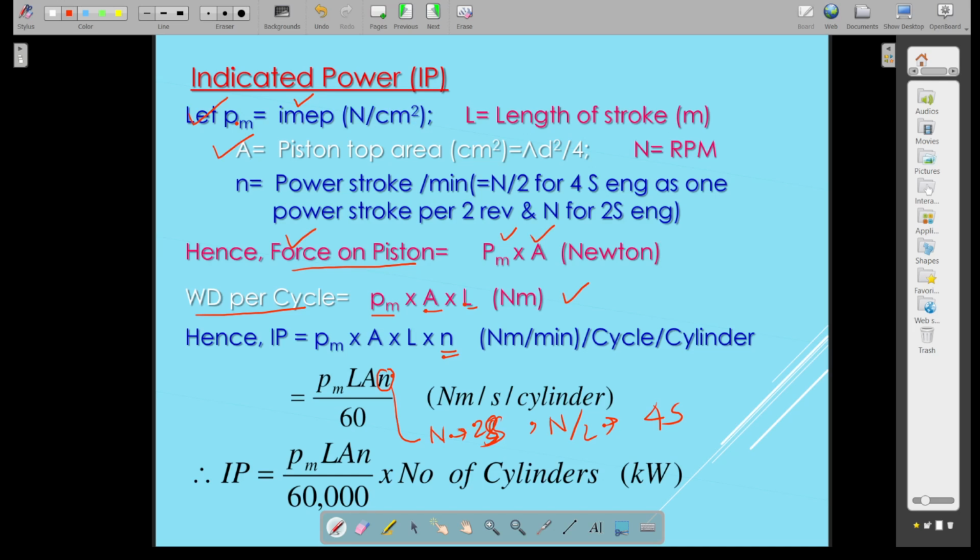यानी अगर ये टू स्ट्रोक इंजन है तो एन एन रहेगा, कैपिटल एन. अगर मेरा 4000 आरपीएम है तो ये 4000 आरपीएम रहेगा। अगर ये फोर स्ट्रोक इंजन है तो 4000 divided by 2, this n becomes 2000 for the four stroke engine, while for the two stroke, it is 4000.